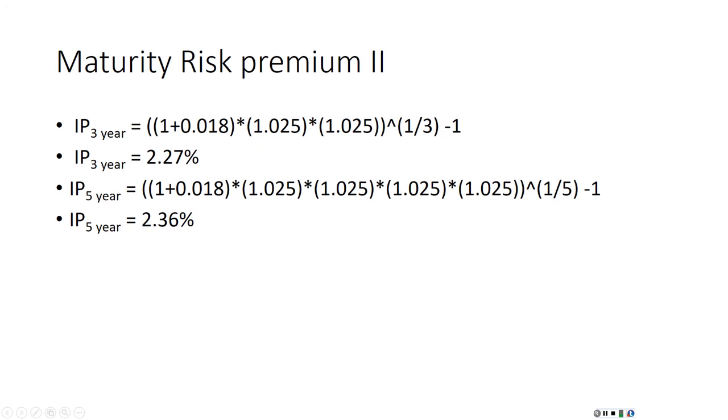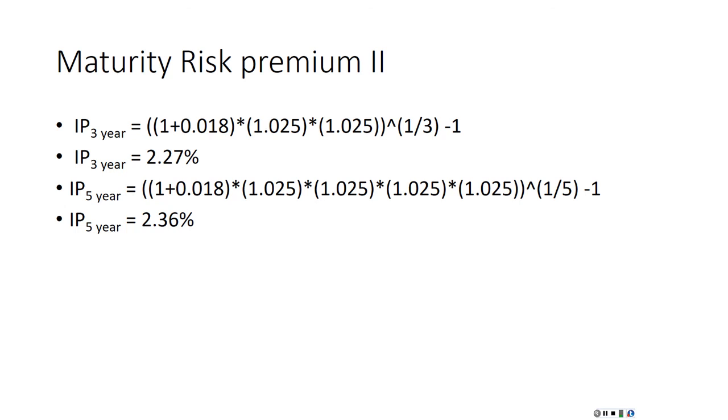For the inflation premium of 3 years, we take 1 plus 0.018, or 1.8%, multiplied by 1 plus 2.5% for 2 years. So this will reflect 3 years of inflation. Then after multiplying these, we take the third root and subtract 1. When we do that, we end up with a 3-year inflation premium of 2.27%.